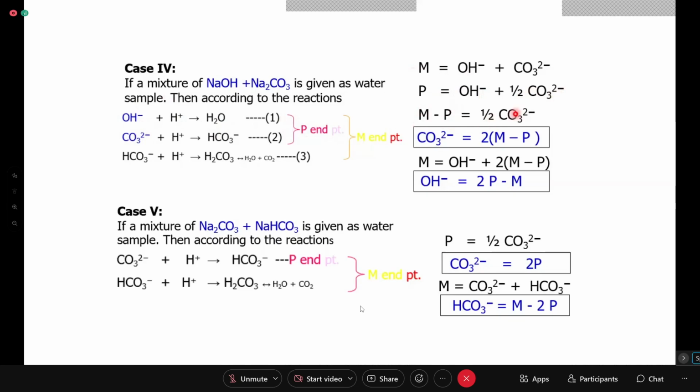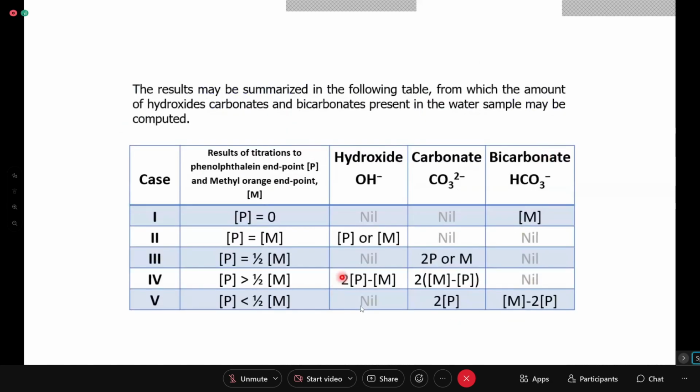M minus P will be half carbonate. So twice (M minus P) will be carbonate. Now we substitute the value of this carbonate here, and we say M is equal to hydroxide plus twice (M minus P). So hydroxide comes out to be 2P minus M. Okay, and this hydroxide 2P minus M and carbonate twice (M minus P) has been substituted here. So hydroxide volume will be 2P minus M and carbonate is twice (M minus P).